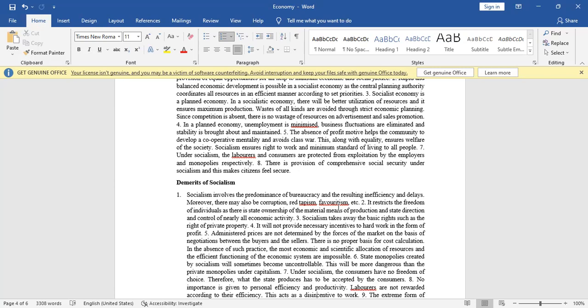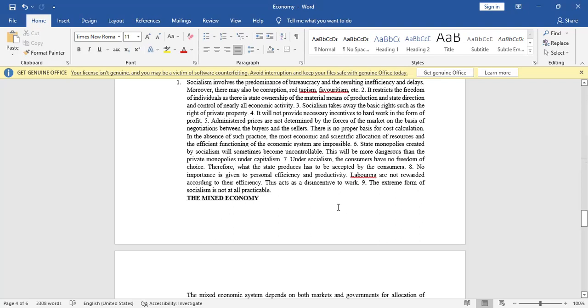Next, there is no freedom of choice. Consumers cannot choose as per their whims and fancies. Next, there is no importance for personal efficiency and productivity. One can work hard, but he can't get any recognition, hasn't it? Those who are working hard, those who are putting in more effort, will not get any additional recognition, hasn't it? So this may stop the enthusiasm among the people, hasn't it?